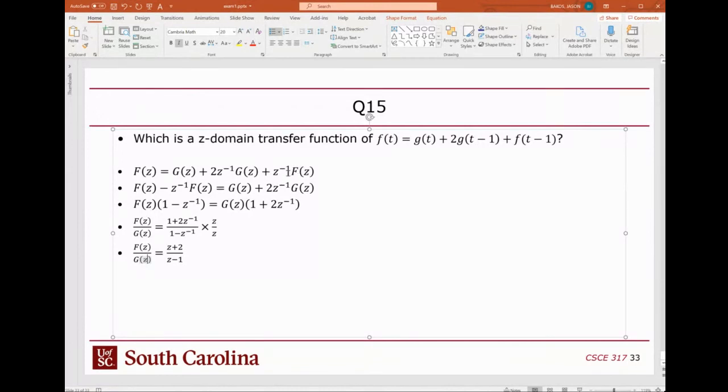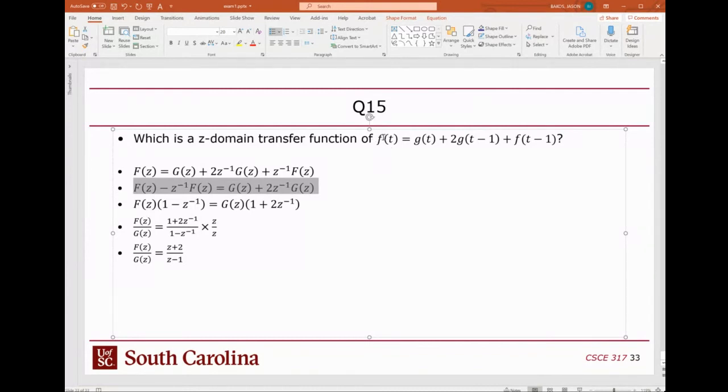Now the tricky part is you have to get all of the f terms on one side and g terms on the other, so you can subtract the z to the minus 1 times F of z on both sides, and so you end up with this, which has f's on the left, g's on the right, and then you can factor out the F of z and the G of z on the left and right, and then you can build your transfer function.